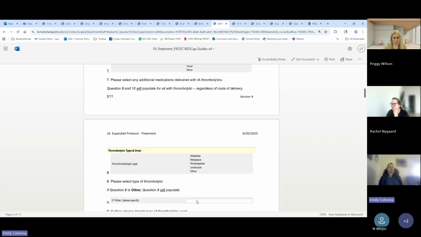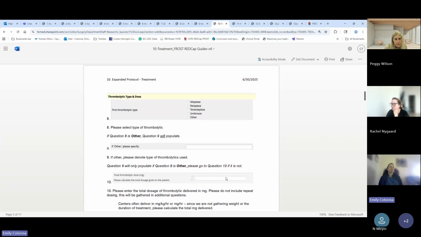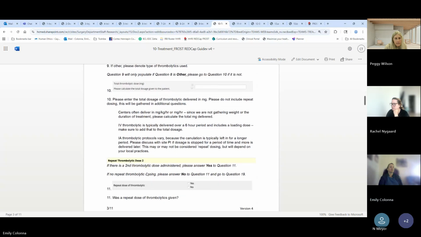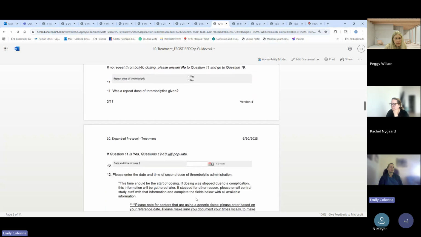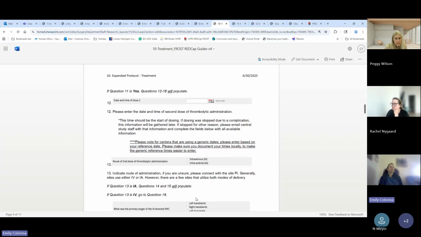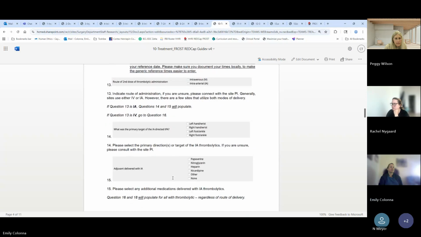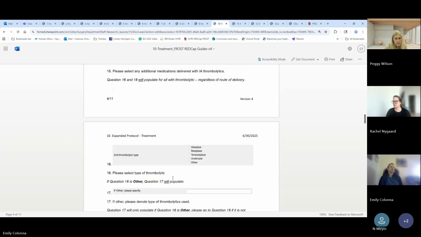Which type of thrombolytic was used? We'd like the total dose. If there is a repeat dose, it goes through the same questions: date and time, route, and adjuvant therapies, if that applies, and what type it was.